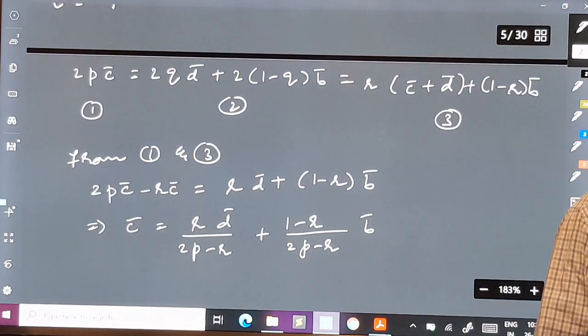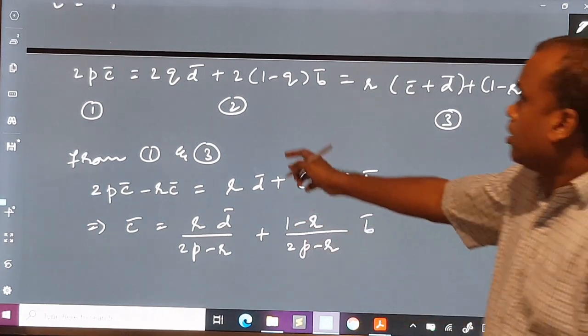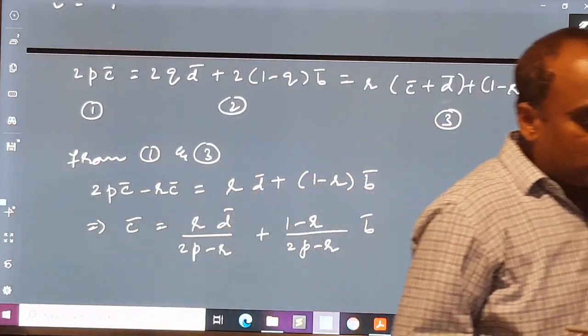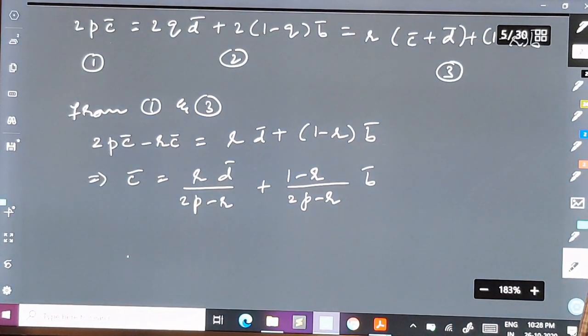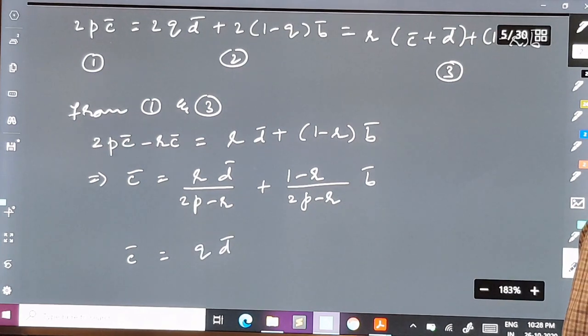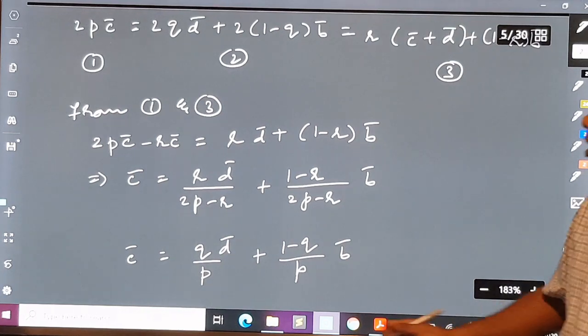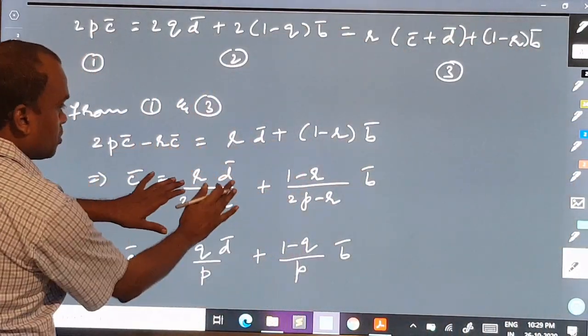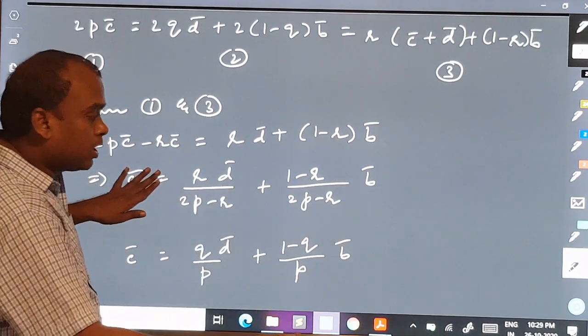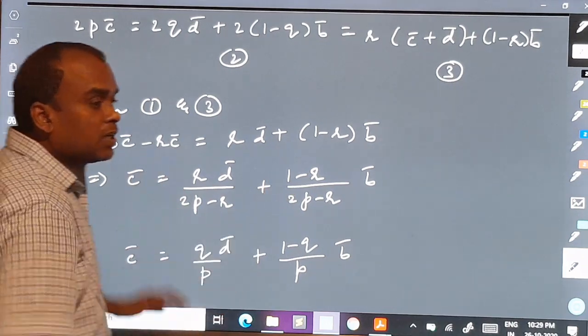Okay, and now I want you to observe that from 1 and 2 again I can write C bar. From 1 and 2, what do I get for C bar? C bar is equal to Q by P D bar plus (1 minus Q) by P B bar. So from this I understand that these two are equal. Because these two are equal, and as B bar and D bar are non-collinear vectors, I can equate the components here.